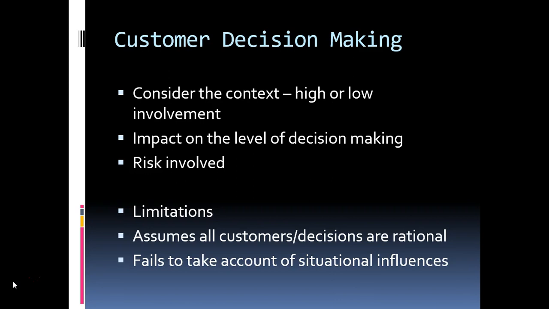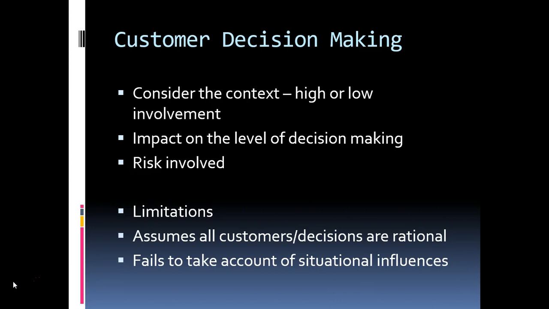Then there's how that impacts the level of decision making, because when we make high involvement decisions, the process tends to be much more extended. And as we said earlier, there's the level of risk involved, and that risk can be financial risk, or safety risk. We may want to purchase something that gives us the safest option, think about things like insurance. Or it could be social risk, so getting the right brand. If you're a teenager, you don't want to be wearing the wrong brand of trainers or whatever it might be.